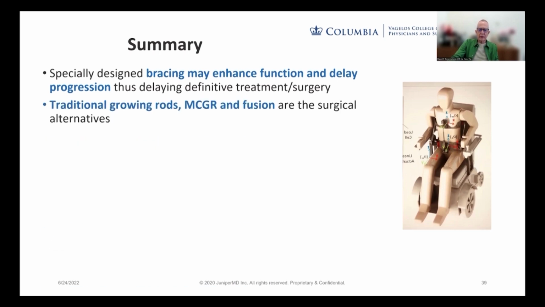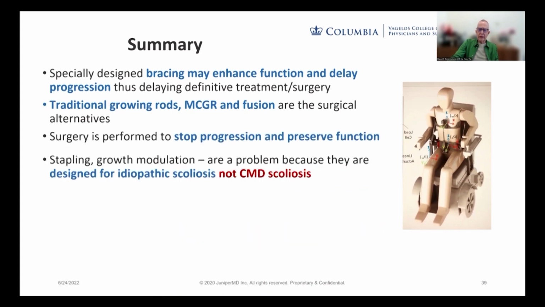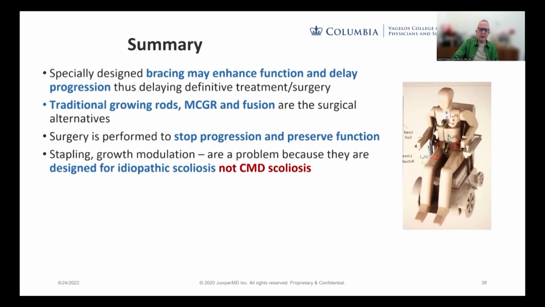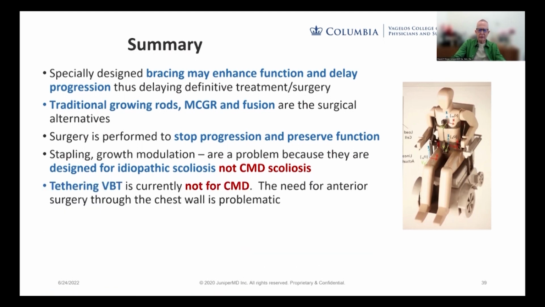Summary: our specially designed bracing may enhance function and delay progression and thus delay definitive surgery. Traditional growing rods, MCGR, and fusion are the surgical alternatives. Surgery is performed to stop progression and to preserve function. Stapling and growth modulation are a problem because they're designed for idiopathic scoliosis, not CMD scoliosis. And vertebral body tethering is currently not for CMD. The need for anterior surgery through the chest wall is problematic.